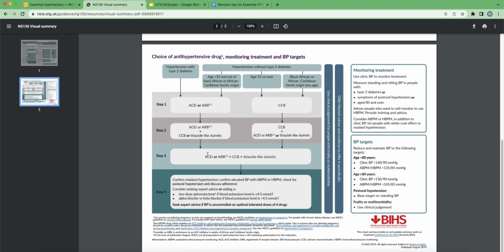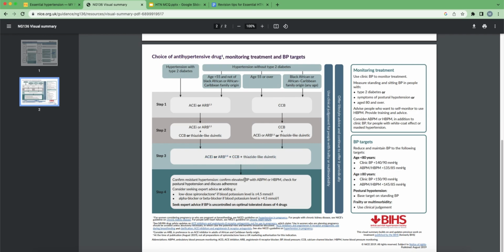Now step 3 is what we call triple therapy. They're on ACE inhibitor, and that is common to both. It doesn't matter if they're Afro-Caribbean or not, above 55 or not. If they're already on step 3, they will be on an ACE inhibitor or an ARB plus a calcium channel blocker plus a thiazide-like diuretic. Now, I don't have too many patients on this, but you can find some complex patients where you're starting to get a bit worried when the blood pressure is not managed at step 3.